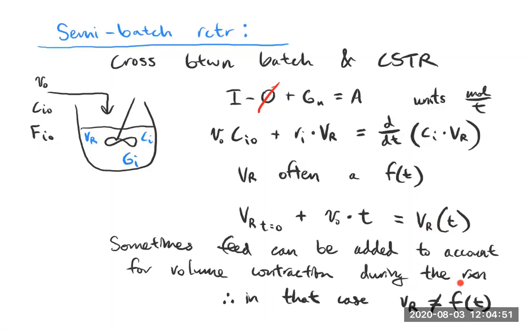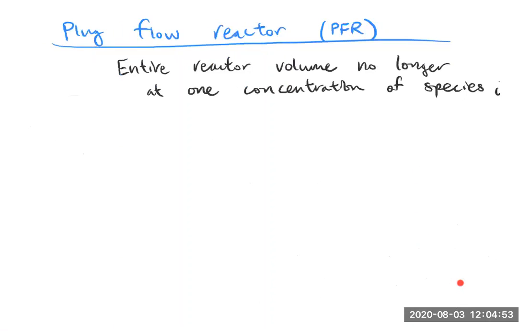And now we'll talk about PFRs, plug flow reactors. The major new wrinkle in our treatment of the generalized balance equation is that the entire reactor volume is no longer at one concentration of species i. So let me try to draw a pipe. I drew a box earlier, but this time I'll draw a pipe with this kind of orientation.